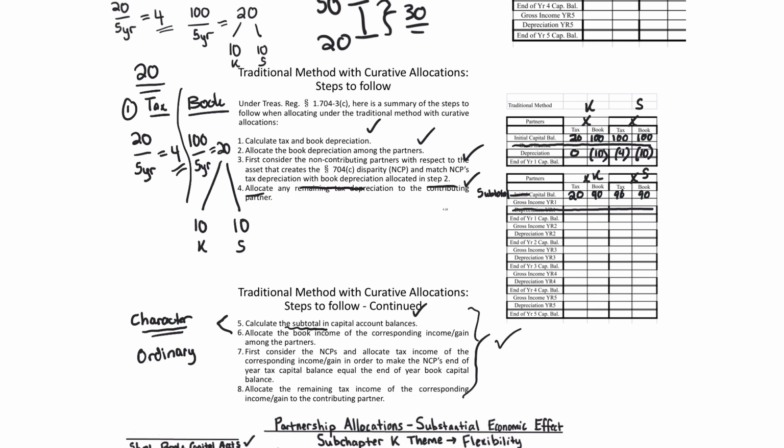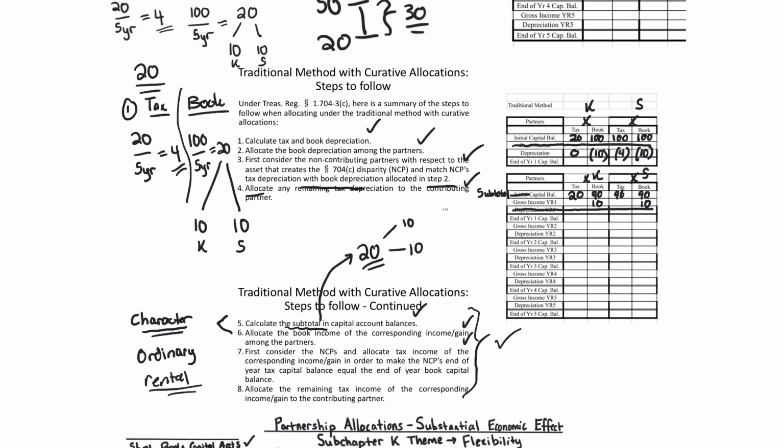So because the book income is rental, and that's also ordinary, which is the same as the depreciation character, we are going to allocate book income, which remember is $20. Notice that we didn't break apart the 10 and 10 like we did earlier, of corresponding income gain among the partners. So for book purposes, we're going to break that up, 10 and 10, because remember they're 50-50. Now we've just done step 6.